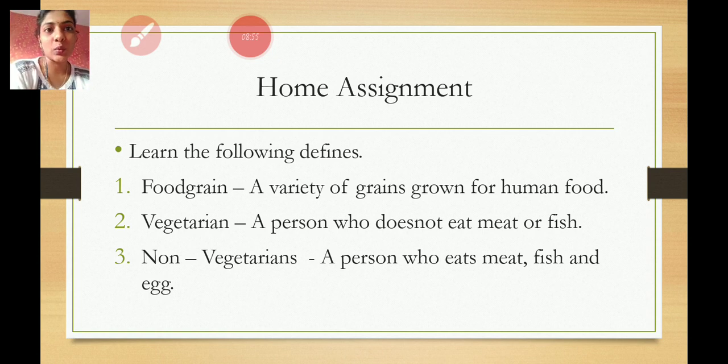Okay? The second one is vegetarian. Who is a vegetarian? A person who does not eat meat or fish. The one who eats only green leafy vegetables, fruits, other than meat or fish, is a vegetarian. Okay? And the third one, non-vegetarian. Who is a non-vegetarian person? A person who eats meat, fish, and egg. The person who eats everything, including vegetables, fruits, pulses, food grains, and also eats meat, fish, and egg. Such a person is known as non-vegetarian.